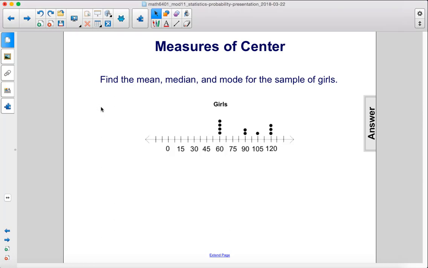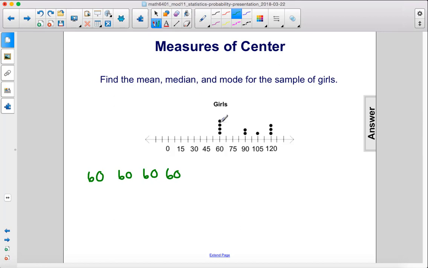Find the mean, median, and mode for the sample of girls. Alright, so help us out with this. I'm just going to write out all of the values horizontally, like this. So we have 4 60s, then we have 2 90s, then 1 105, and then 3 120s. Alright, so the mean, or the average, would be adding all of these up and then dividing by 10, because there's 1, 2, 3, 4, 5, 6, 7, 8, 9, 10 entries.